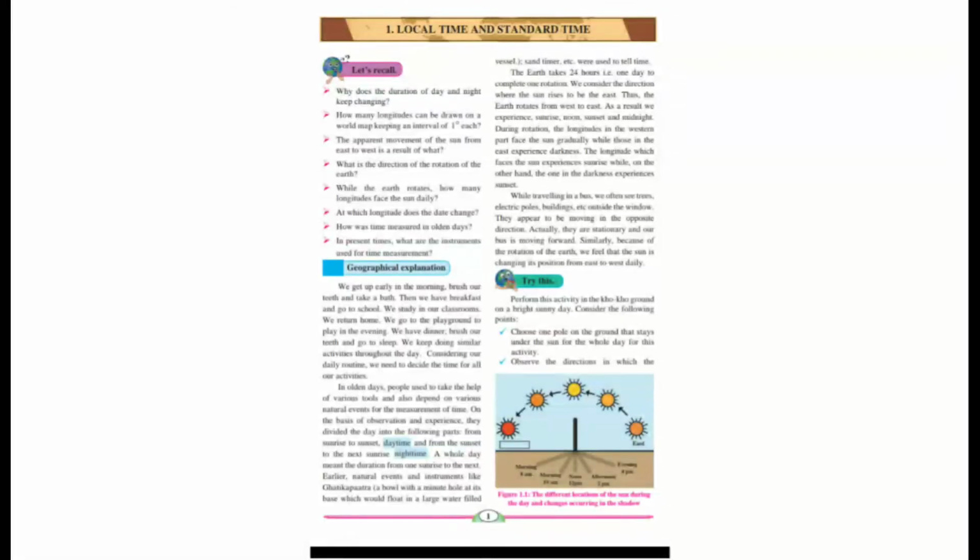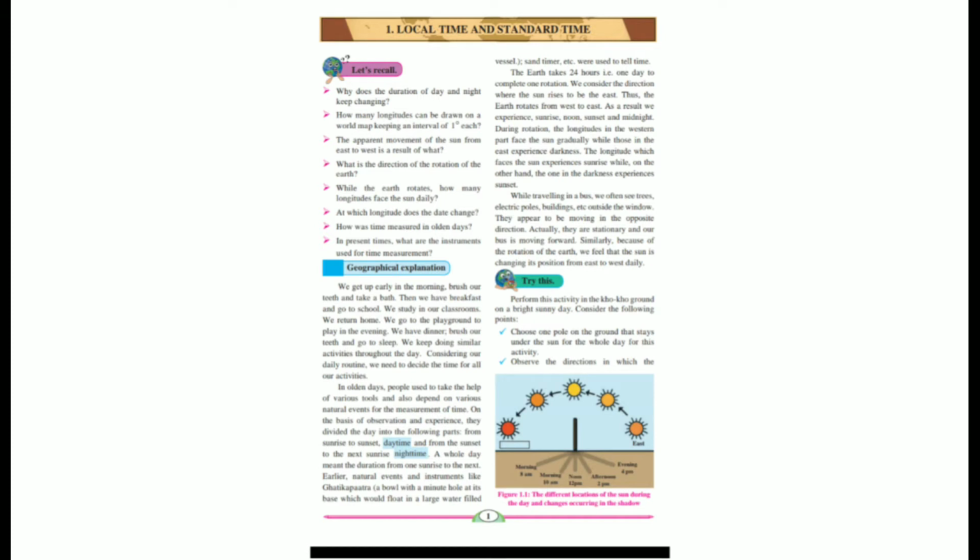You can zoom the picture and you can see the images. Now we get up early in the morning, brush our teeth and take a bath. Then we have breakfast and go to school. We study in our classroom. We return home. We go to the playground to play in the evening. We have dinner, brush our teeth and go to sleep. We keep doing similar activities throughout the day. Considering our daily routine, we need to decide the time for all activities. What should we decide? We should decide the time for all our activities.